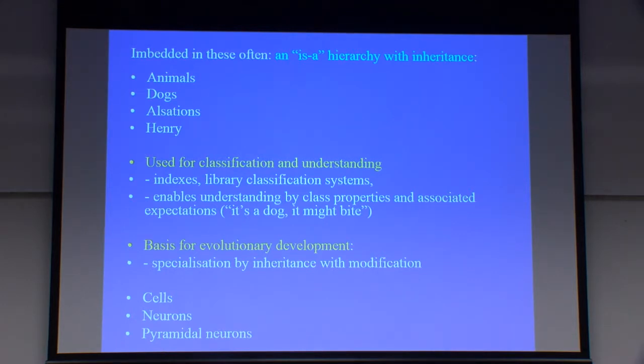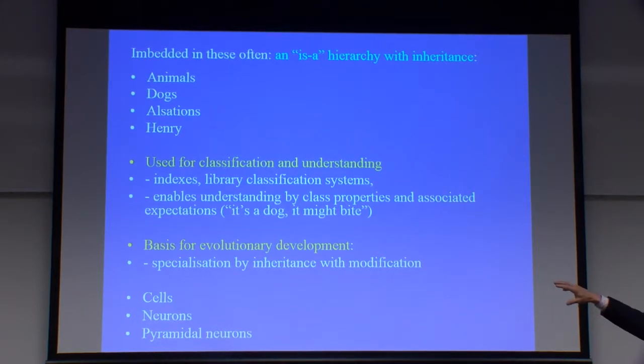So within these hierarchical structures, you've got an is-a hierarchy used for classification and understanding. And you've got these in indexes and library systems, enabling understanding by class properties and the expectations associated with them. So you've got a bigger class, a smaller class, down to the individual members of the class. And this is very important. That's an abstract hierarchy, but exactly the same things happen in the physical hierarchy.